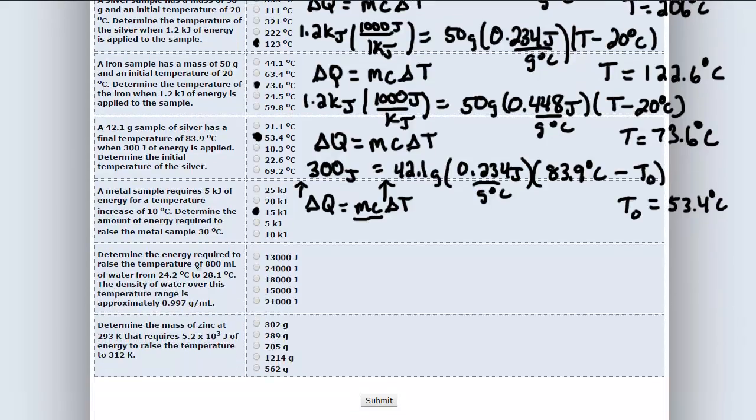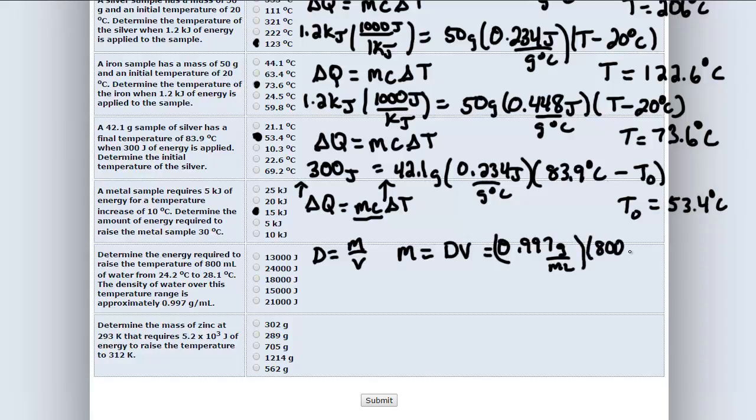Determine the amount of energy required to raise the temperature of 800 milliliters of water from 24.2 degrees Celsius to 28.1. We have the density and we have the volume. This is going to allow us to calculate the mass because the density is equal to the mass divided by the volume. So the mass then is going to be the density times the volume. The density is 0.997 grams per milliliter, and we're going to have 800 milliliters. So that's going to give us a mass. We have 800 times 0.997. That gives us about 797.6 grams. The milliliters drop out.